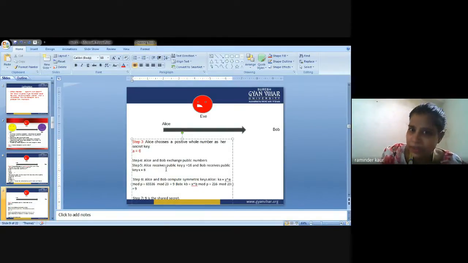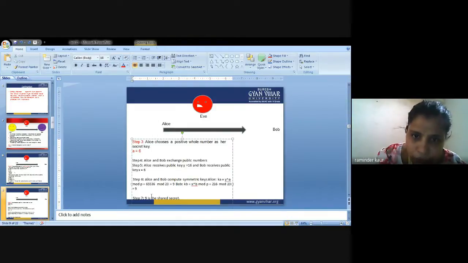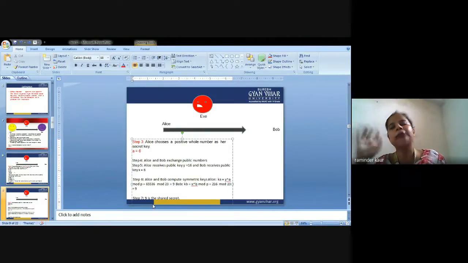Step 5. Alice received public key Y, generated in the third step, which is 16, and Bob received public key X, which is equal to 6. Next is step 6, in which Alice and Bob compute symmetric keys. Ka, as I told you earlier, is equal to Y raised to power A into modulus of P. In the same manner, we calculate the same, and in the end we receive 9. Similarly, Bob is also generating the key as 9. So what will be my answer? 9 is the shared secret key.